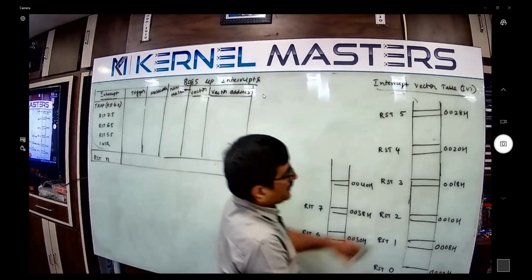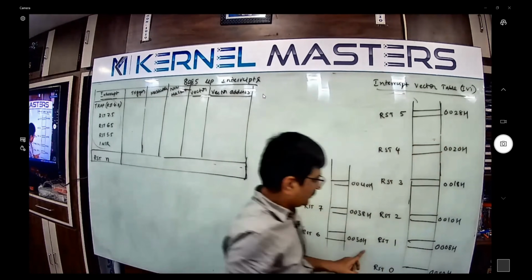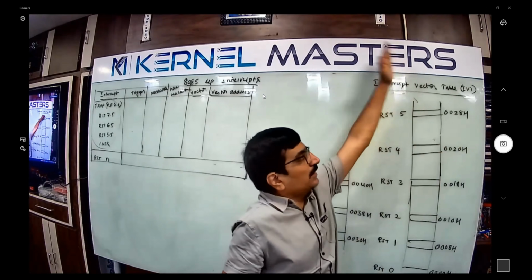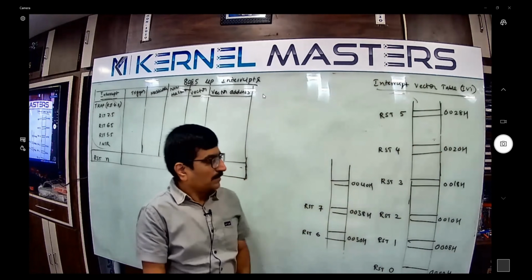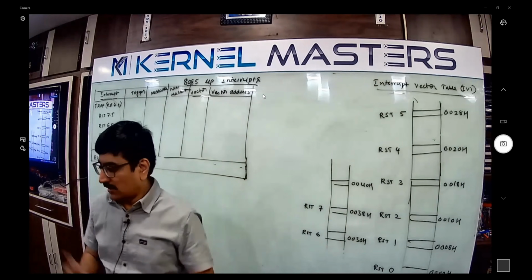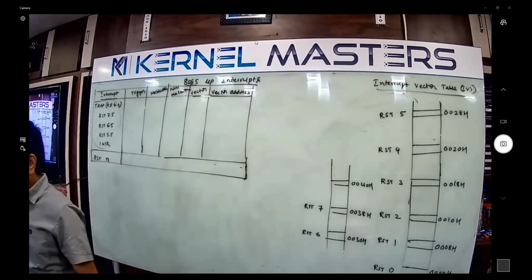So the table continues after 0028 with 0030. If there is space you can draw it there, otherwise the next is 0038, 0040. There is an 8 bytes gap.